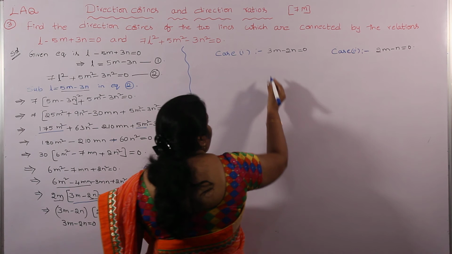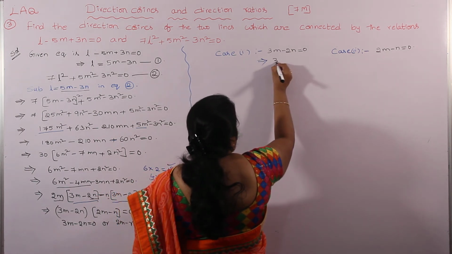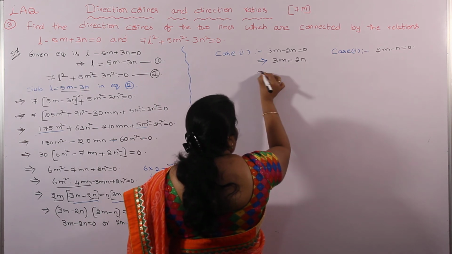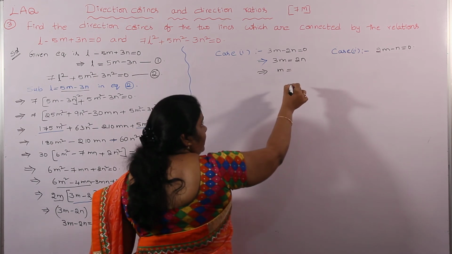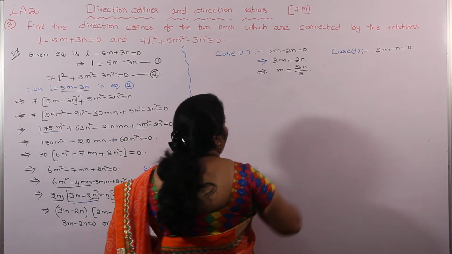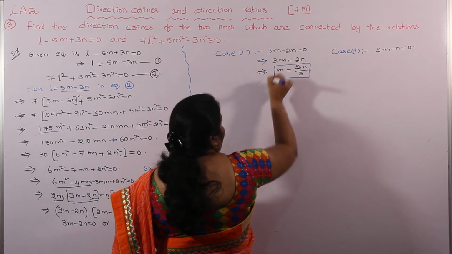3m minus 2n equal to 0. From this, 3m is equal to, this minus 2n is transferred to this side, 2n. That is m is equal to, this 3 goes to that side, that is 2n by 3. m is equal to 2n by 3. The m value is 2n by 3.